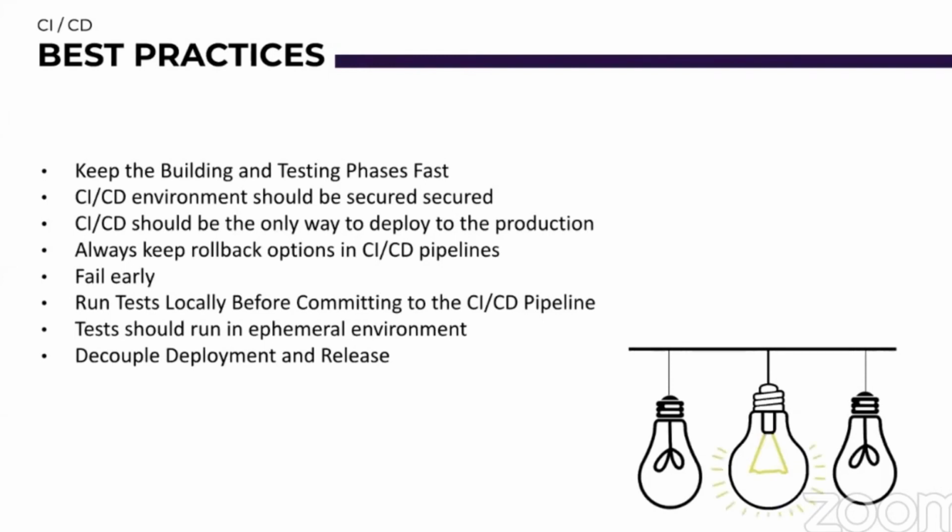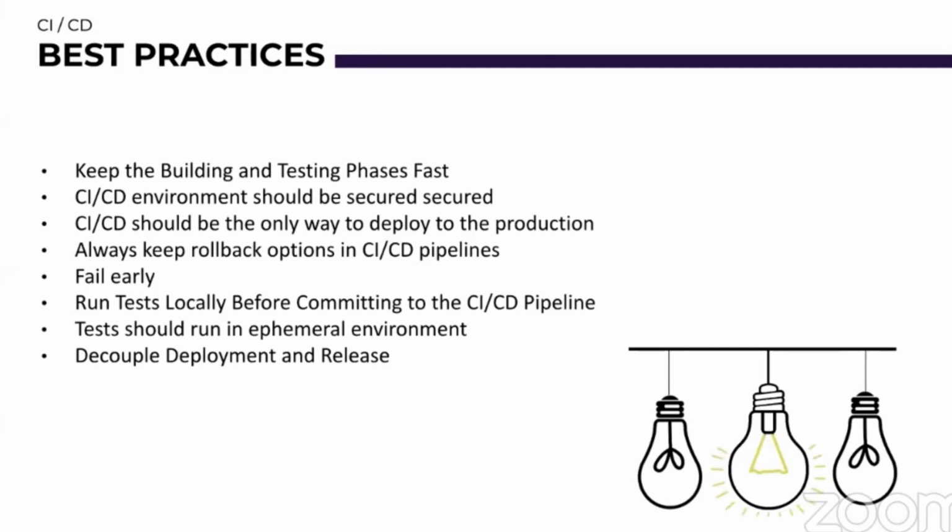Now, CI/CD pipelines are only as successful as the last person using them, and all of the effort in developing CI/CD fails if it's not adopted by the team. So CI/CD should strictly be the only way to deploy to production. In fact, the rollbacks should be deployed by the same pipeline.